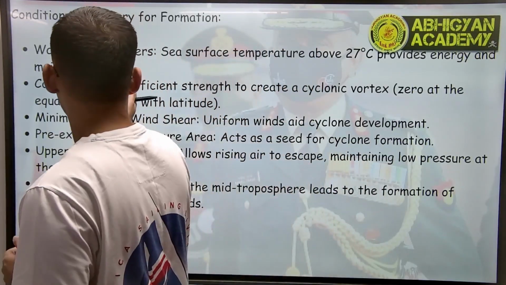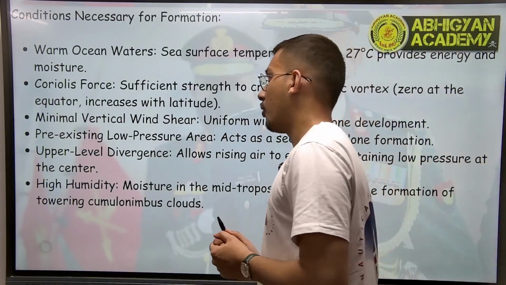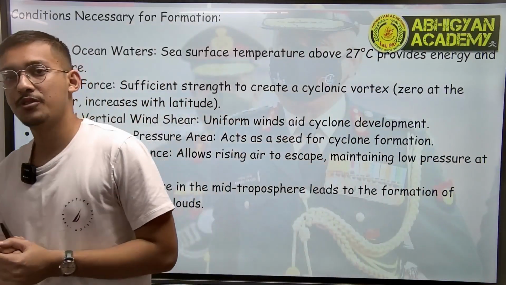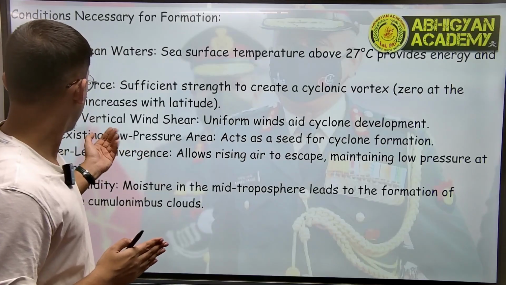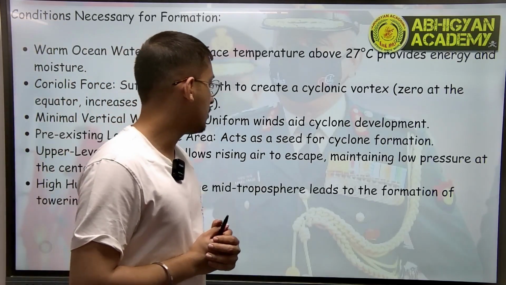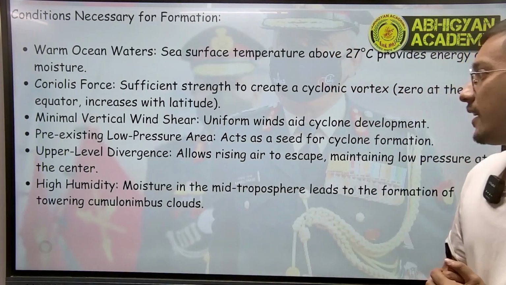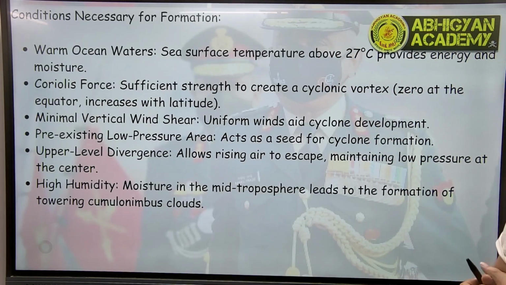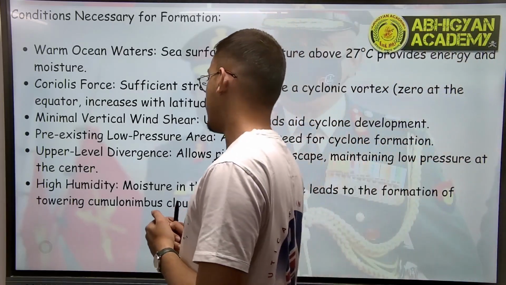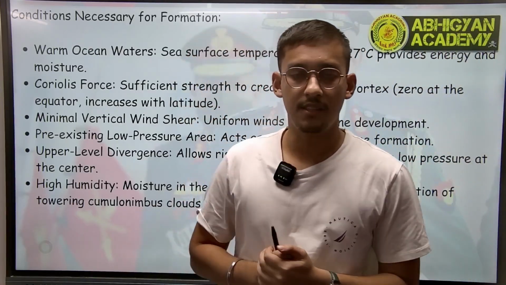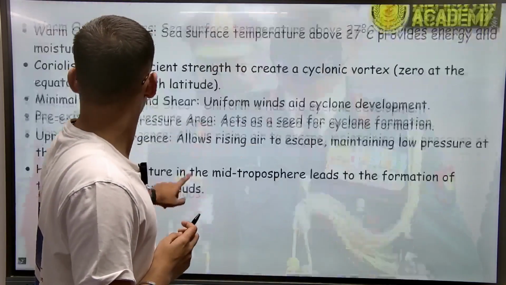So we have warm ocean sea surface temperature above 27 degrees. We have Coriolis force. Coriolis force is the force due to the rotation of the earth. We have minimal vertical wind shear, uniform winds, aiding cyclone development. Then we have a pre-existing low pressure area, so it acts as a seed for cyclone formation. We have upper level divergence, and we have high humidity. So these are the factors for formation of cyclones.